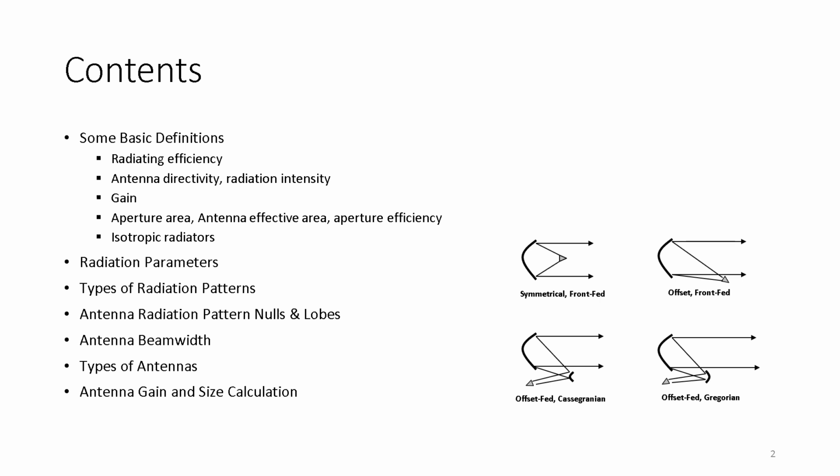antennas for communication engineers, and we'll shed some light now on radiation efficiency, antenna directivity and antenna radiation intensity, gain, aperture area, effective area, aperture efficiency, and then we'll review isotropic radiators. We'll look at types of radiation patterns, and we'll look at antenna patterns, nulls and lobes. We'll look at antenna beam width, and we'll conclude with the types of antennas, and we'll get some examples related to satellite communication, to how to design the antenna.